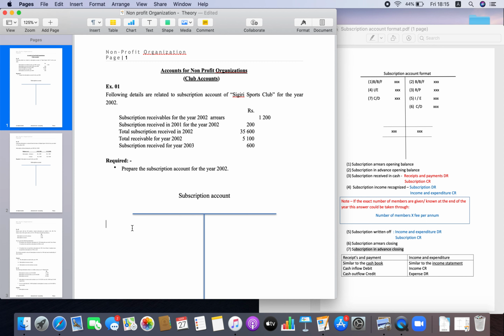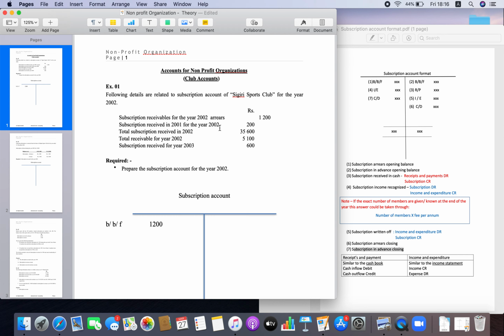Right, so guys, in your T account, please go and mark this as balance brought forward 1200. Right, okay, so guys, that part is done. Next one, subscription received in 2001 for the year 2002. Okay, right, now see this part.